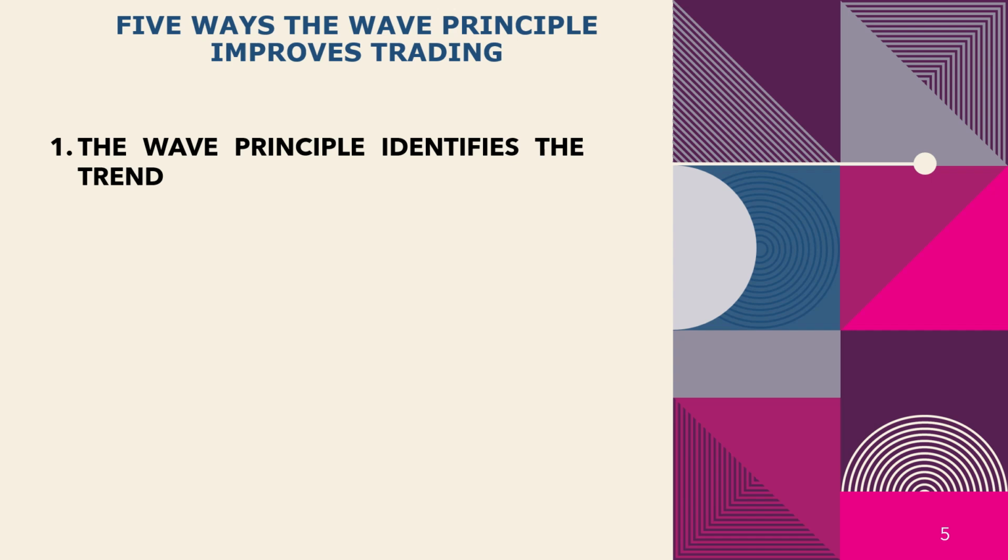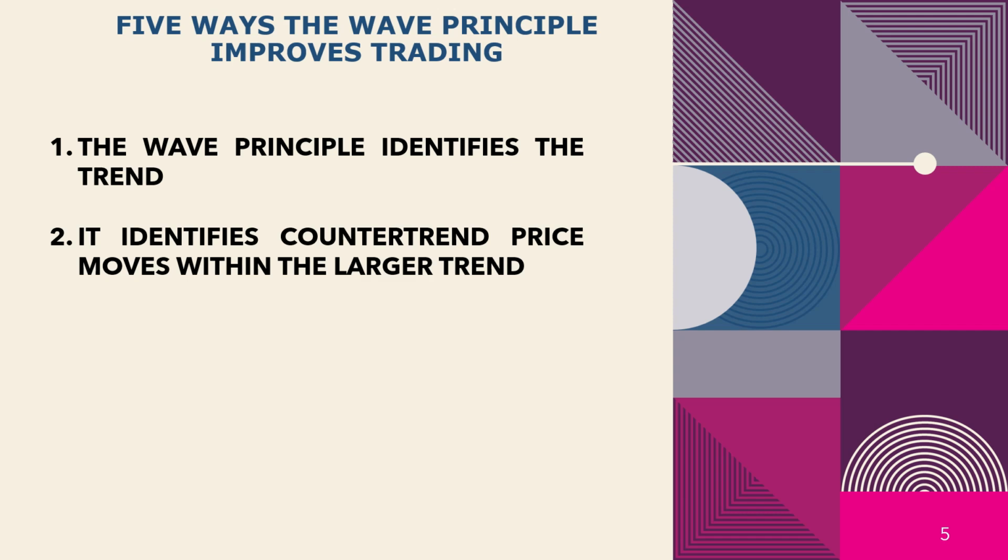A 5-wave advance means the overall trend is up. A 5-wave decline means the larger trend is down. Based on that, a trader can take his trading decision. Number 2, it identifies counter trend price moves within the larger trend. As we saw earlier, wave principle will help us to identify motive waves and corrective waves. Counter trend means corrective waves. The 3-wave pattern is a corrective response to the preceding impulse wave or motive wave.